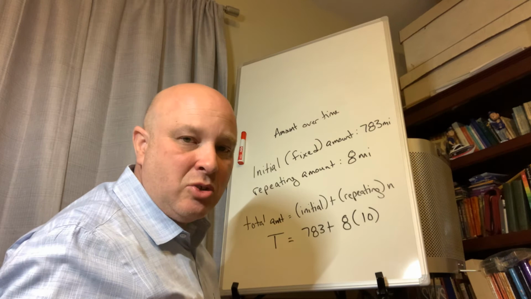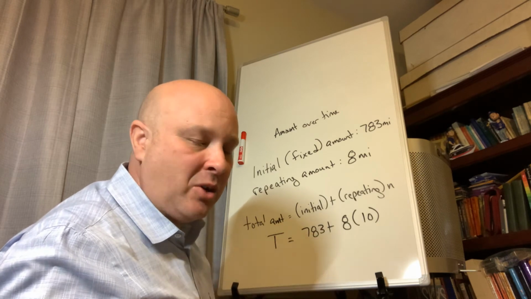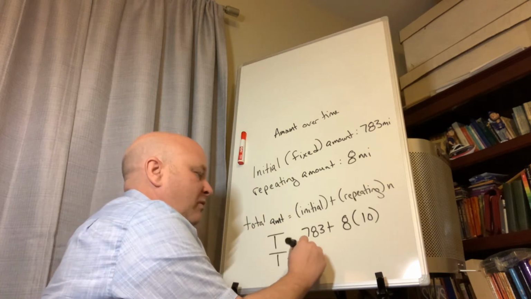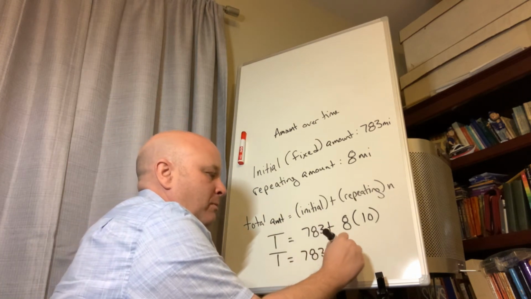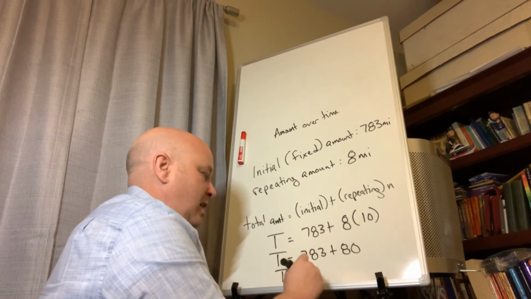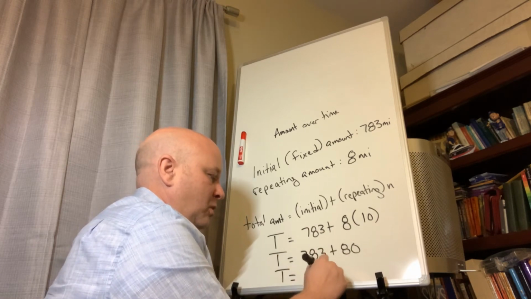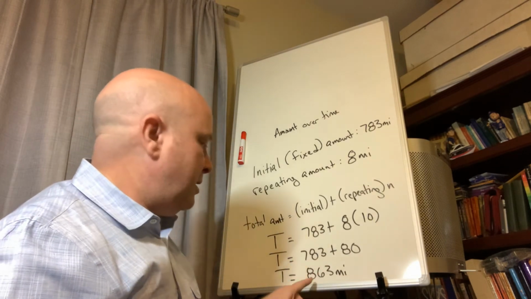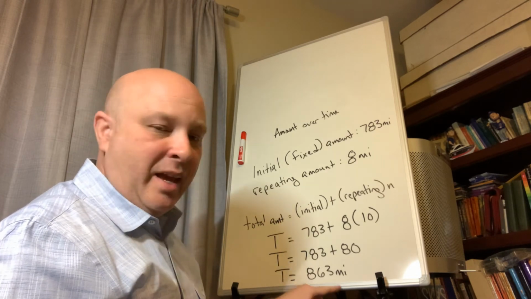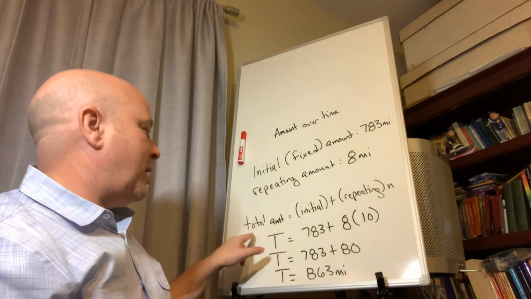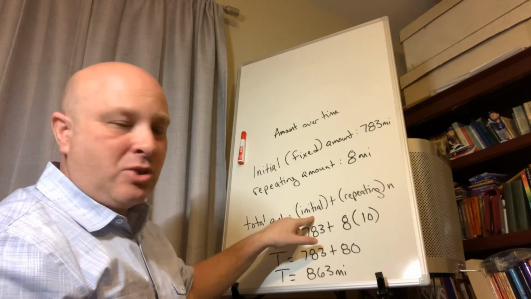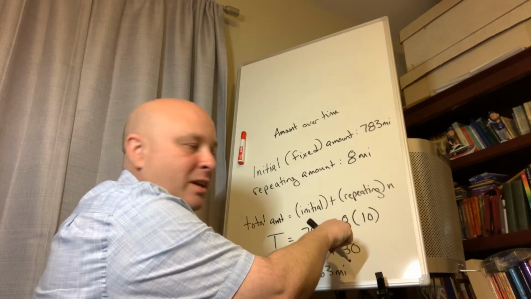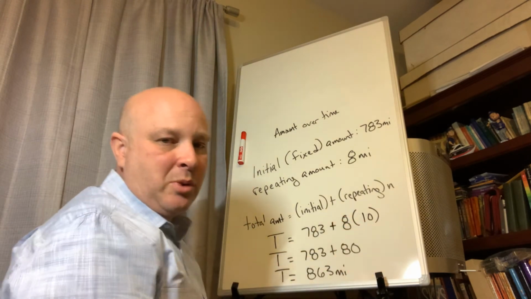If we started in 2014 and we want to check 10 years later, that'd be 2024. So now T equals 783 plus 80, or T equals 863 miles. If n equals 10, then our total number of miles is 863. And this is our formula right here. The total amount is our initial amount plus the repeating amount times the number of times it's repeated. Okay?